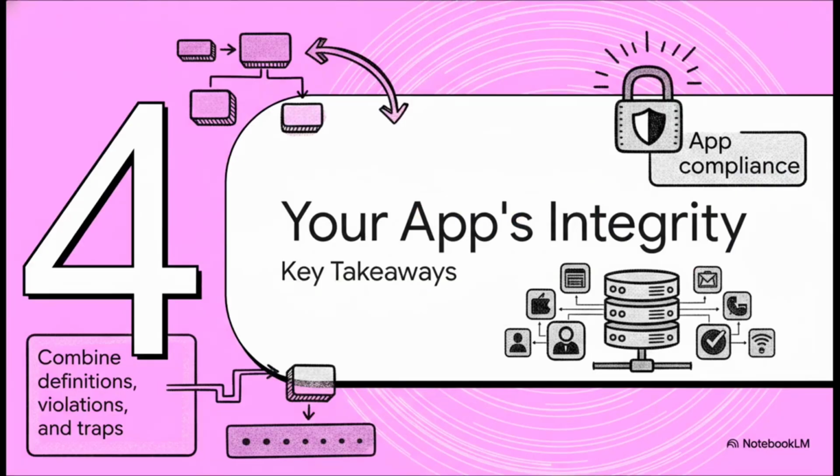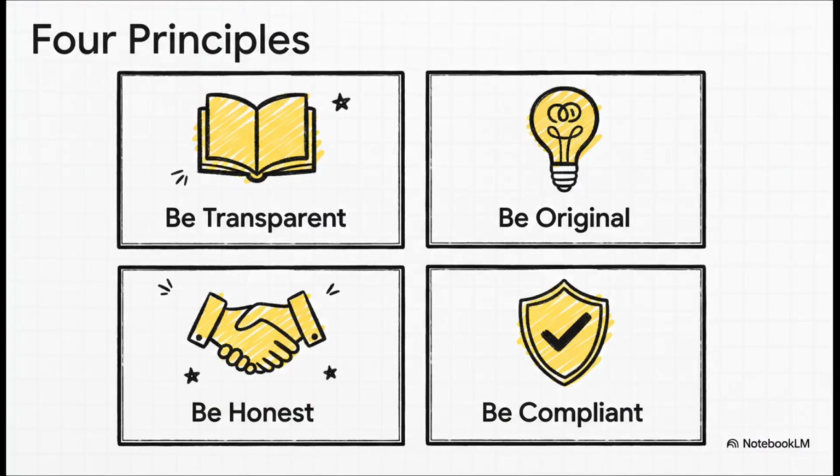Okay, we've looked at the rule, the common mistakes, the big traps. So what does this all mean for you and your work? How do you make sure your app has integrity and stays on the right side of the policy? It really just boils down to 4 simple ideas. First, be transparent about who you are and who you aren't. Second, be original with your design. Third, be honest in the claims you make. And fourth, be compliant with things like brand guidelines.